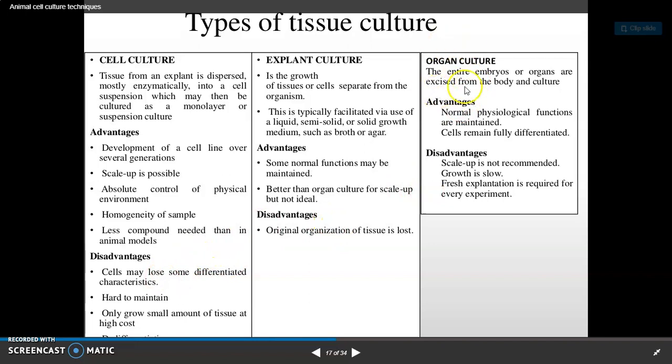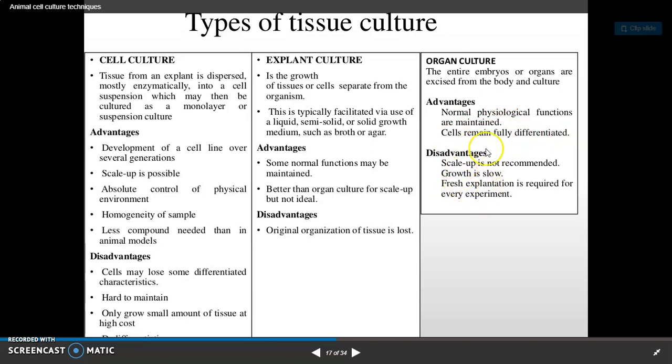Then organ culture: the entire embryos or organs are excised from the body and cultured. This is known as organ culture. There are several advantages of organ culture. So many tissue culture scientists follow this organ culture technique only. The advantages here: normal physiological functions are maintained. Cells remain fully differentiated here.